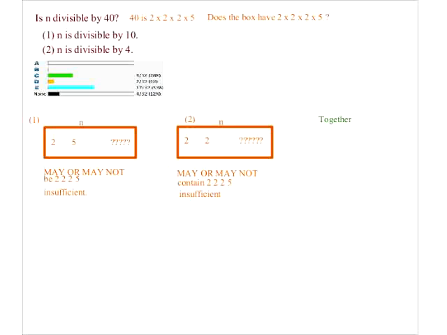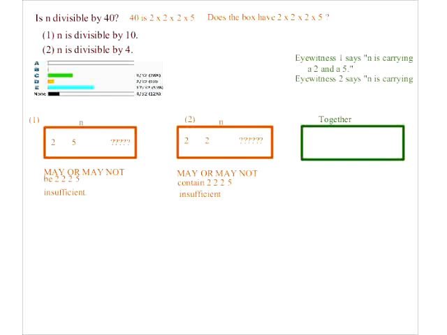In this case, these are overlapping observations. Okay, so eyewitness number 1 says n is carrying a 2 and a 5. Eyewitness number 2 says n is carrying 2 2s. So how many 2s does n have to be carrying? Go ahead and say in the text box.